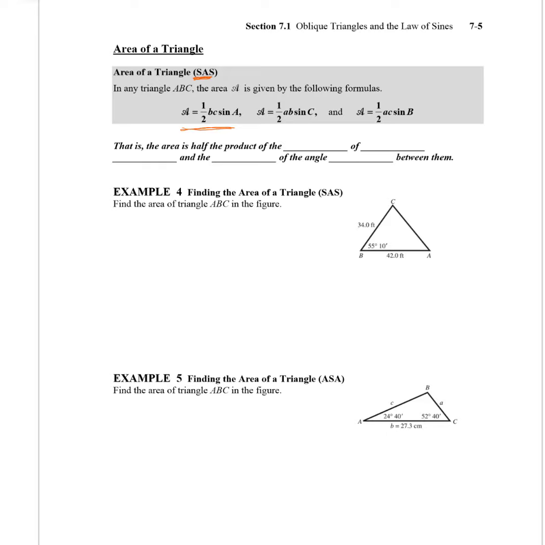And then if you twist it around using different heights, depending on which way the triangle is going, then you can come up with those formulas. That is, the area is half the product of the lengths of two sides and the sine of the angle included between them.